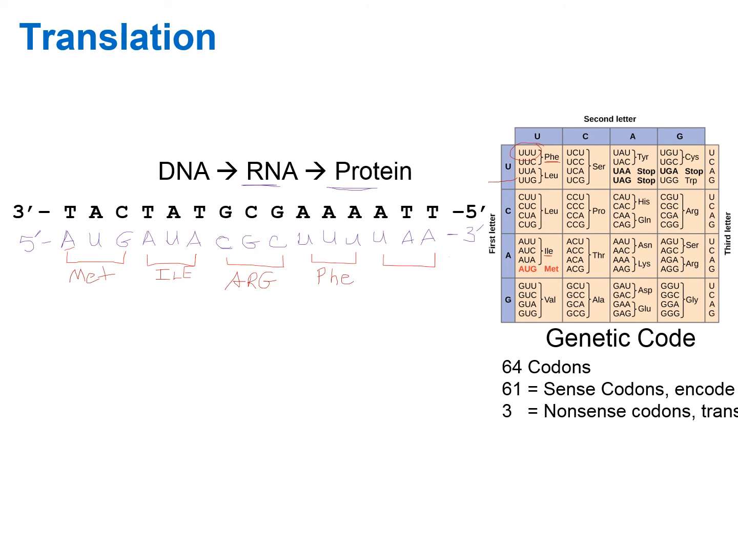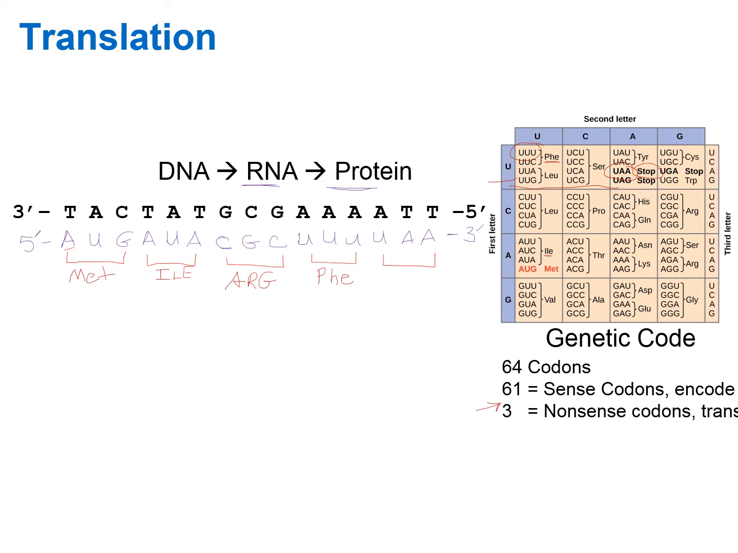And then the last codon was UAA. So we're going to start up here at the U's. We're going to go across till we find A. Then we're going to find A. So UAA is right here. And notice it says stop here. This is one of those nonsense codons.